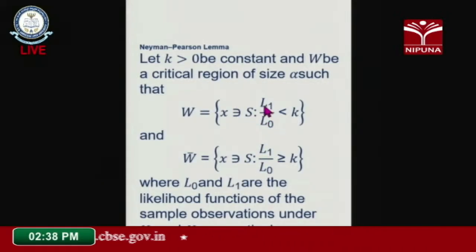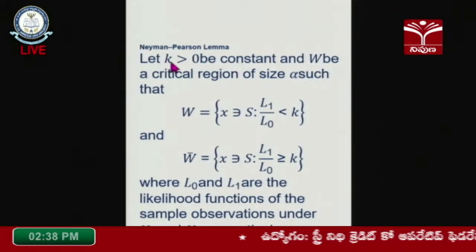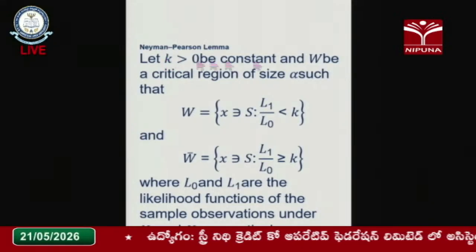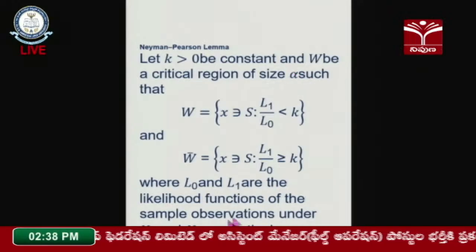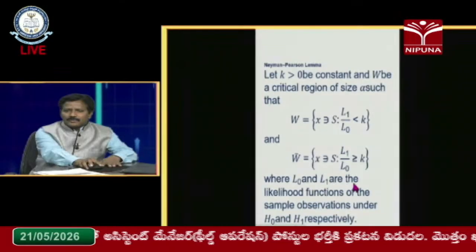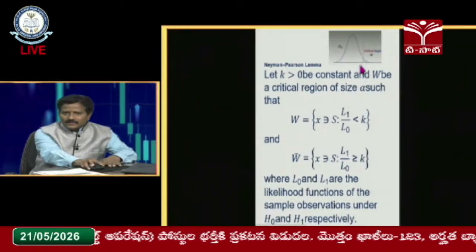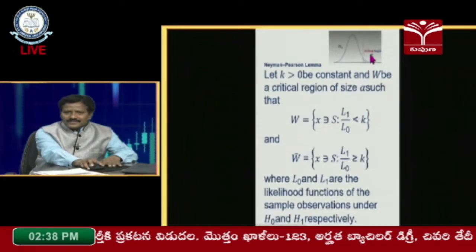Here L0 and L1 are the likelihood functions of the corresponding sample observations, given n observations, under H0 and H1, which are simple hypotheses. The main purpose of this lemma is to find the value K, using alpha. This W is called the most powerful test, also called the best critical region.